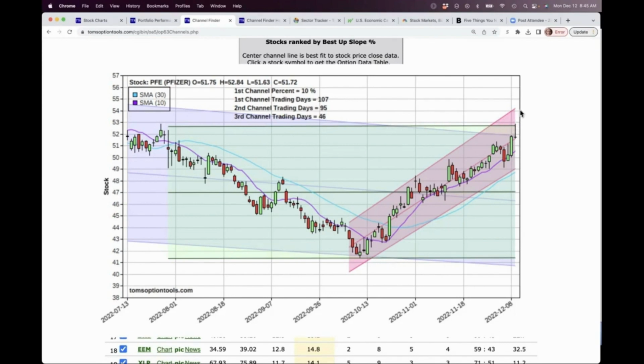So what we're doing here is we're looking at sort of like currents. We've got a big current and a medium current and a smaller current. So does this small current here have enough power to drive the stock up on Pfizer?